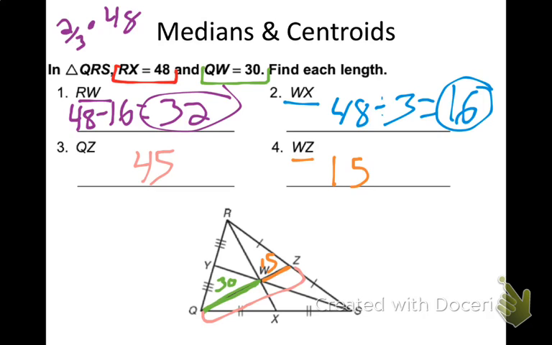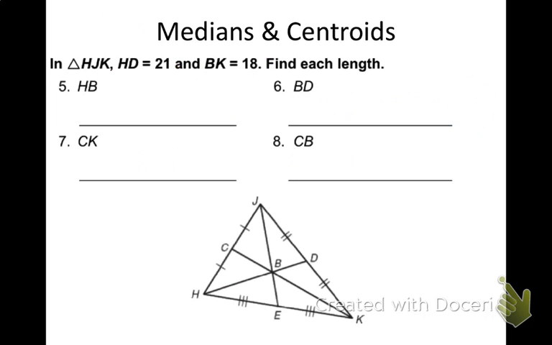We said this was 30. So the green right here is 30. The WZ is half, because that was 1/3 of the segment. So that's half of 30, 15. Half of 30 is 15. Okay. Another way, if you find QZ, you can subtract it. 45 minus 30 is 15. Either way.